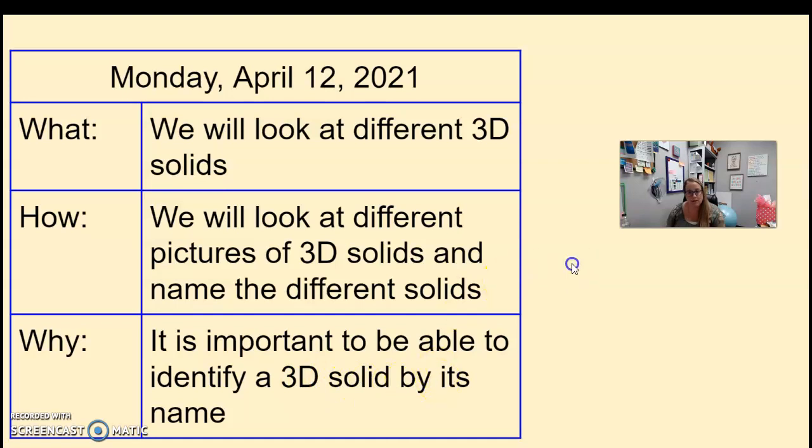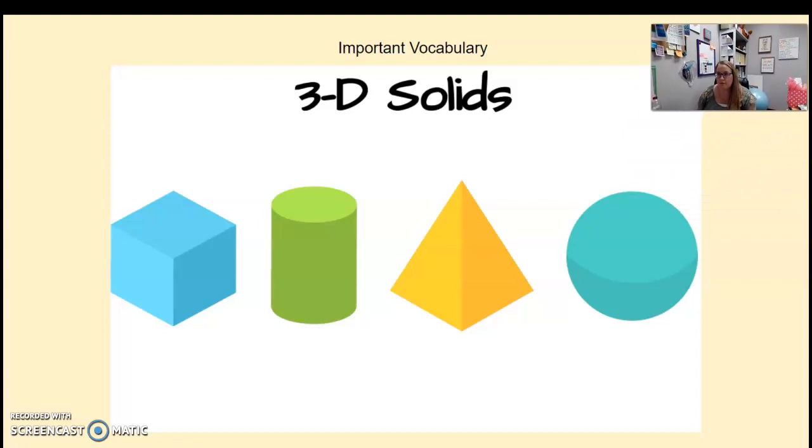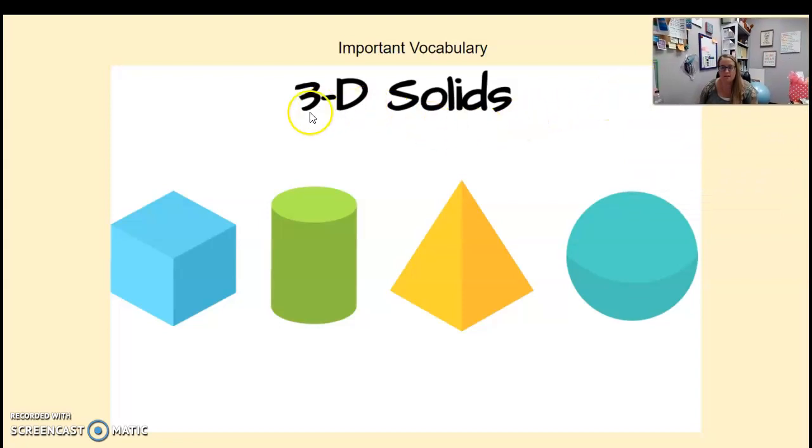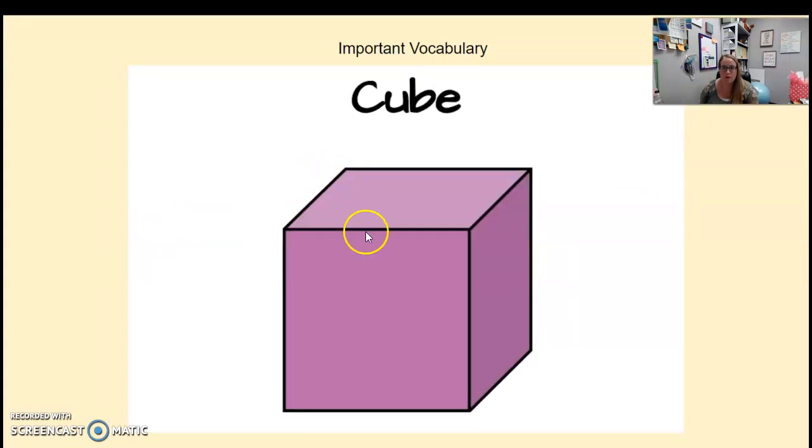So let's get started. Our vocabulary words. So we've seen this one a lot. This is the word 3D solids. Remember, a 3D solid is a shape that's made up of 2D shapes, and that's right, it can stand up. We have a cube. Remember, a cube is made up of what 2D shape? Yeah, squares. So it's made up of squares, and it can stand up.